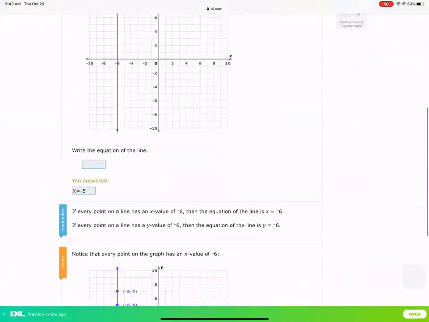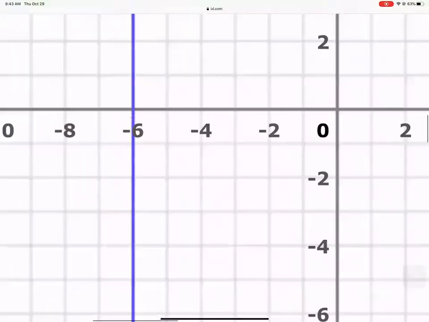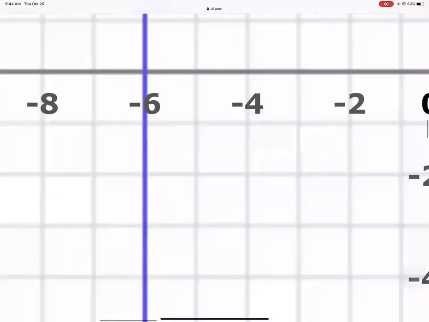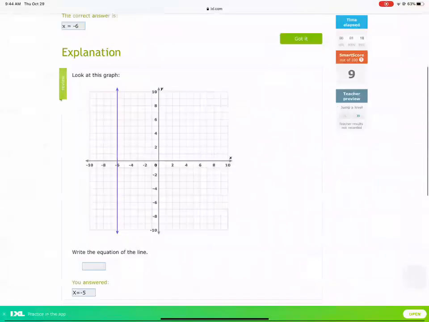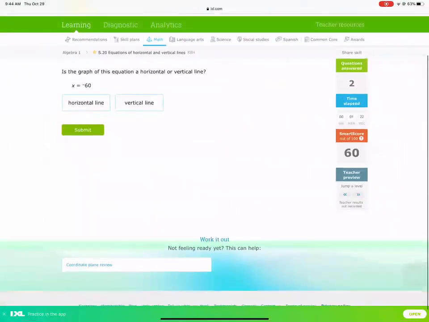What? Oh, negative 6. Oh, shoot. Look. Dang it. That looked like a 5 to me, but it's just because I wasn't counting. I wasn't being careful. You guys all see that's a 6? Okay, this we said x. Okay, x is negative 6. That's a vertical line.